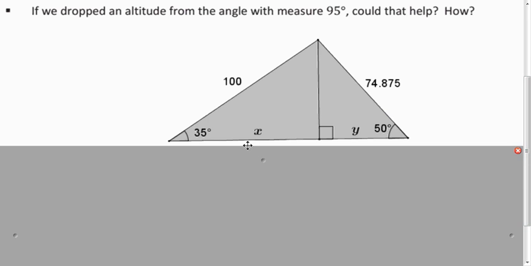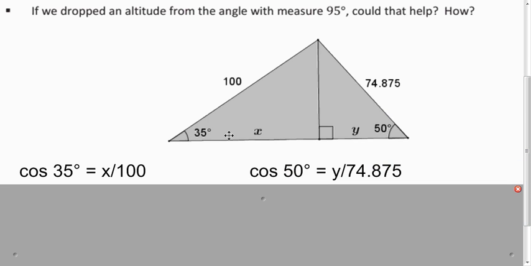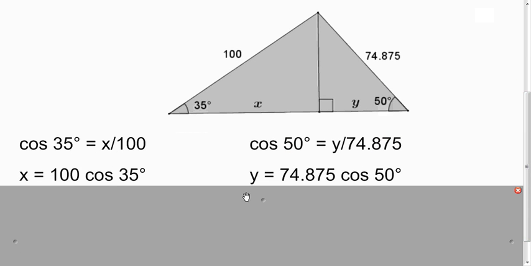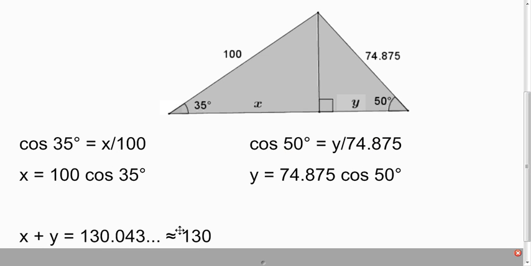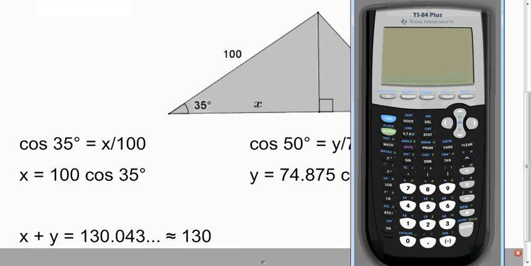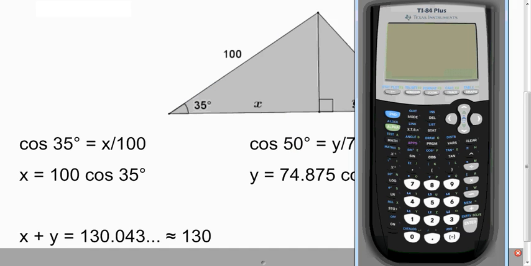So see if we can solve this problem, and then I'll show you my solution. To find x, we're looking at the cosine of 35 degrees. To find y, we're looking at the cosine of 50 degrees. So we have adjacent over hypotenuse, adjacent over hypotenuse, and we solve each of these for the variables. And now it's just a matter of plugging these into the calculator. And we get about 130. They don't actually tell us the units here, so keep that in mind.